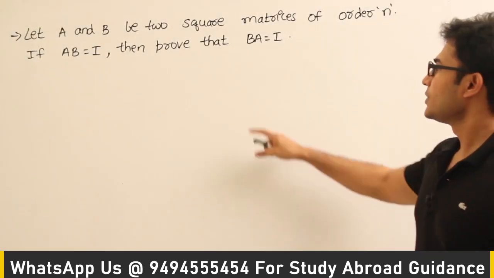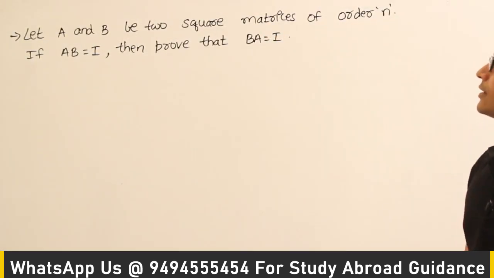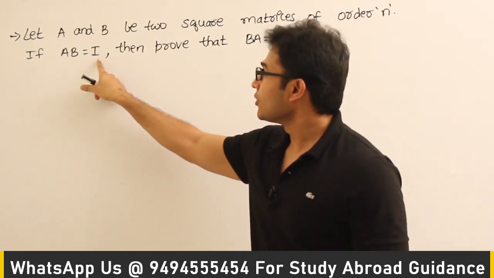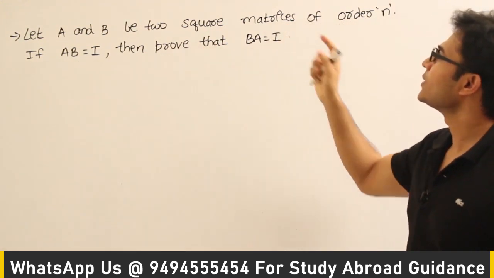See this? If A and B are two square matrices of order n, and if A into B equal to I, then prove that B into A equal to I.